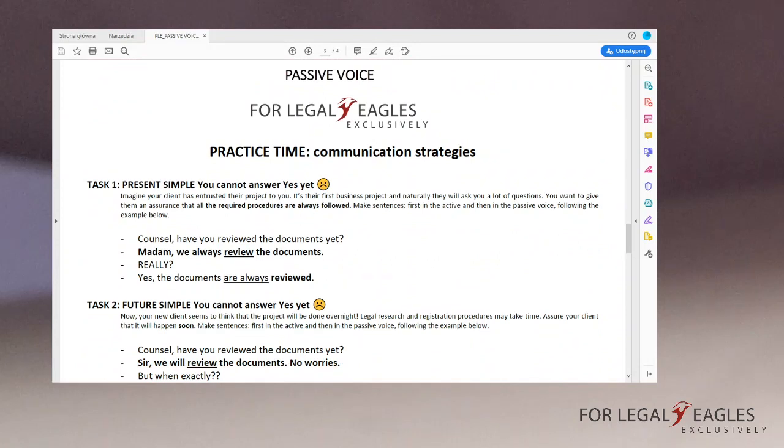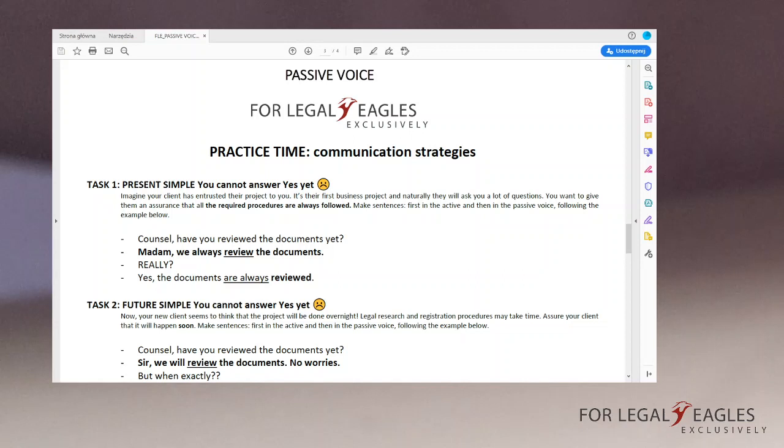Imagine your client has entrusted their project to you. It's their first business project, and naturally they will ask you a lot of questions. You want to give them an assurance that all the required procedures are always followed. Make sentences, first in the active and then in the passive voice, following the example below.